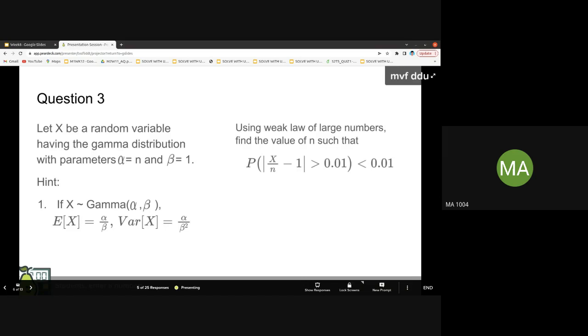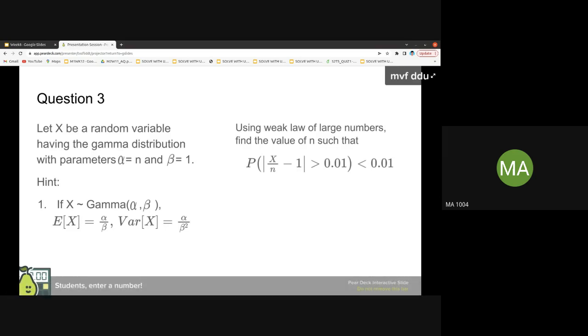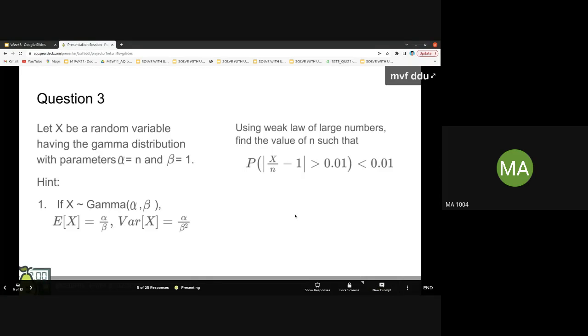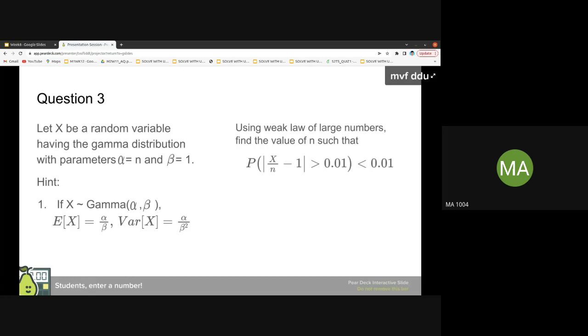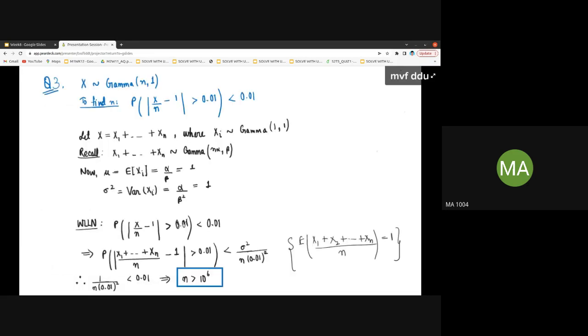Okay, let us discuss question 3. Let us discuss this problem. And in question 4, I think the weak law of large numbers will be replaced with CLT, and we will see the difference between the value of n also. So what we have to do? They said using the weak law of large numbers, find the value of n.